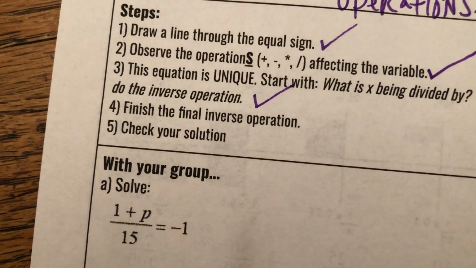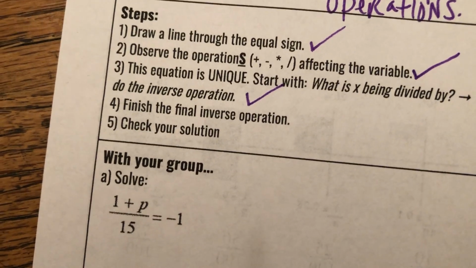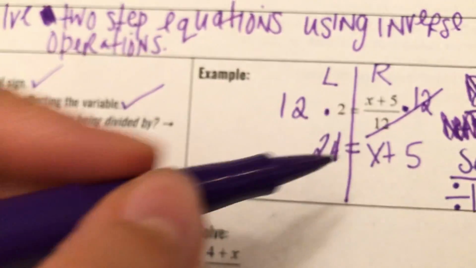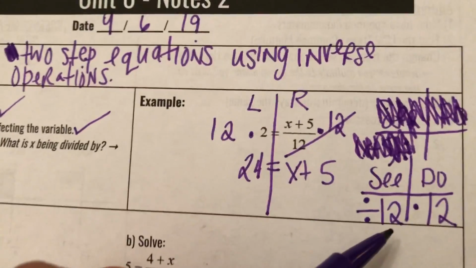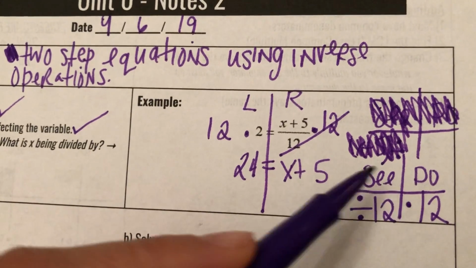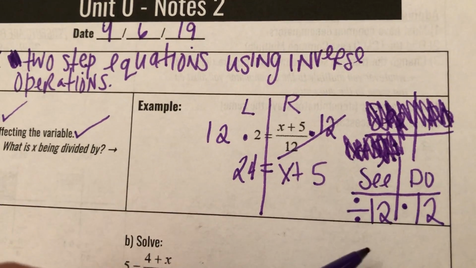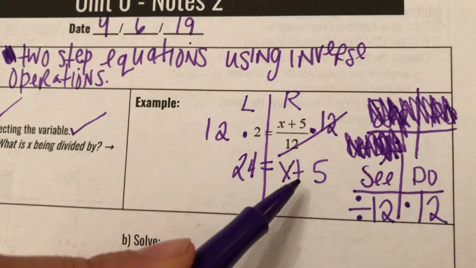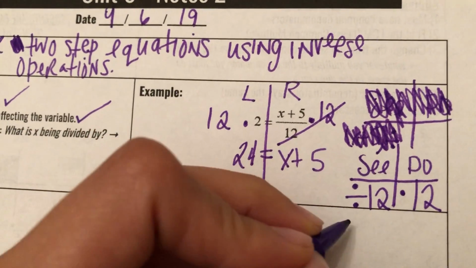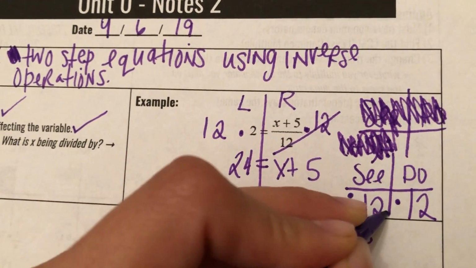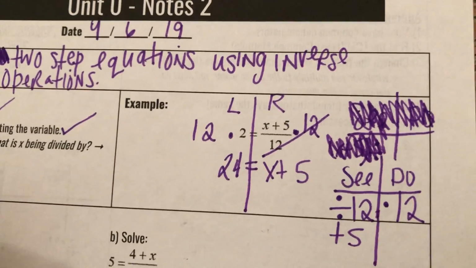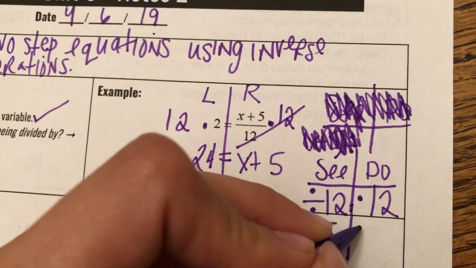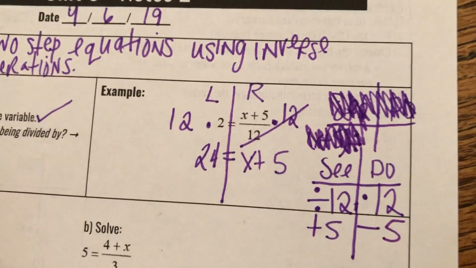Now I can continue with my inverse operations and check number 4, finish the final inverse operation. So let's go back. What do I now see? Let's continue my see-do chart. I'm done with the division, in the multiplication. My second c with my variable is I now see addition of 5. So I'm going to write c plus 5. I'm going to draw my line down further, and then I'm going to do the inverse, which is subtract 5.